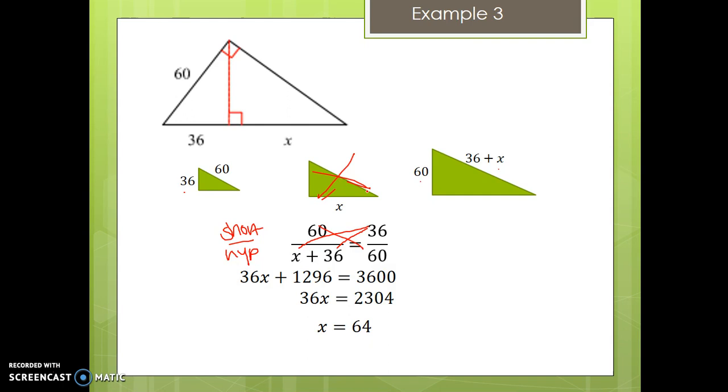For all of these, make sure you draw your right triangles. If you have further questions on this, make sure you're asking your teacher.